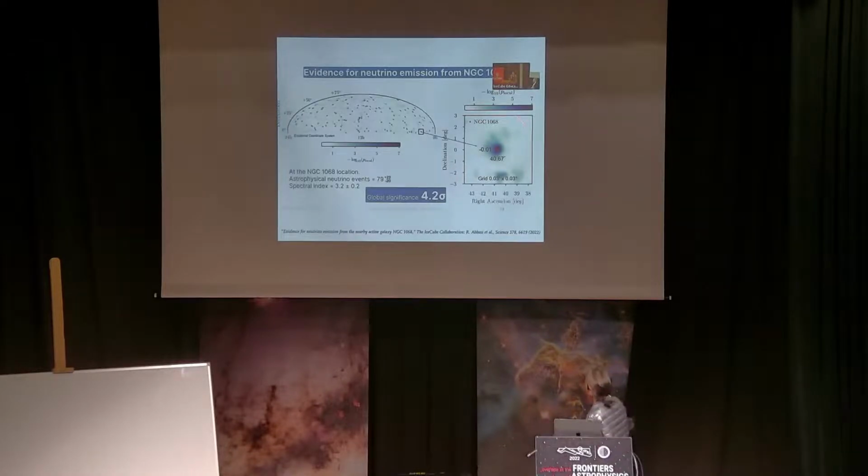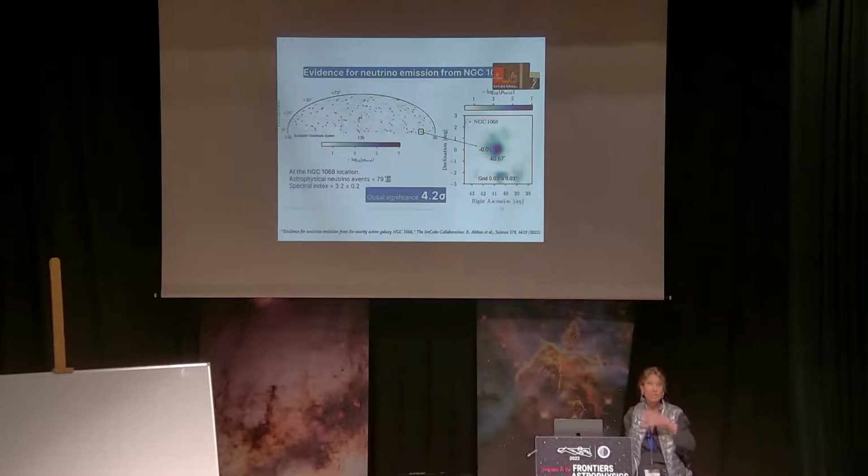Here you can see a zoom in the declination and right ascension of this source. There are roughly 79 plus or minus 20 detected neutrino events. This means a global significance of 4.2 sigma. So we are sure we have discovered a source of high energy neutrinos. And this, to me, is a Nobel Prize.